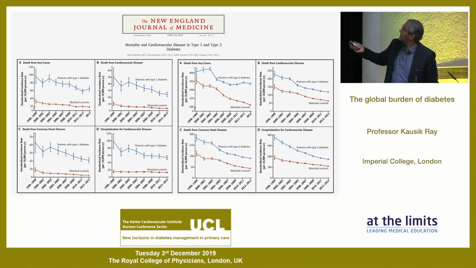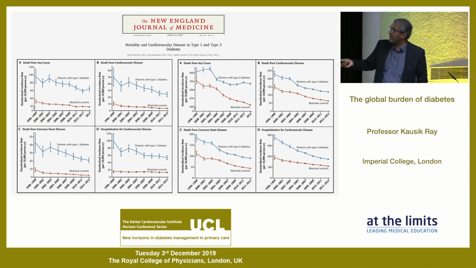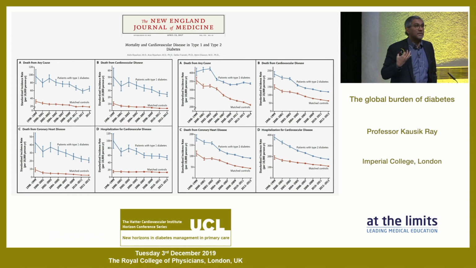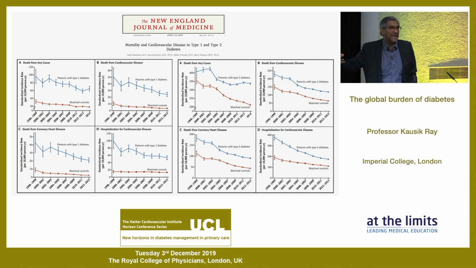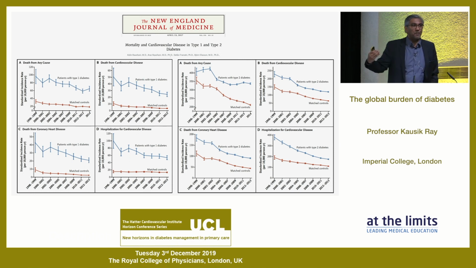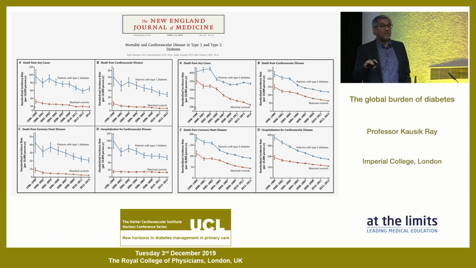This is type 1 diabetes on the left, type 2 diabetes on the right, deaths, deaths from cardiovascular disease, deaths from coronary heart disease, and hospitalizations. And you can see that over time, as we implement treatments, there is a reduction in all of these types of events, because we're getting better at finding treatments, we're getting better at implementing them. But there's always been a gap between those with and without diabetes.